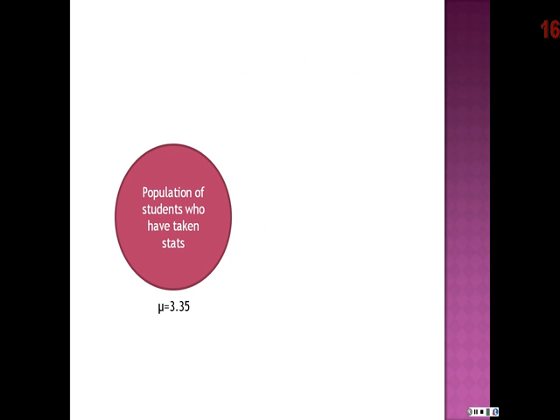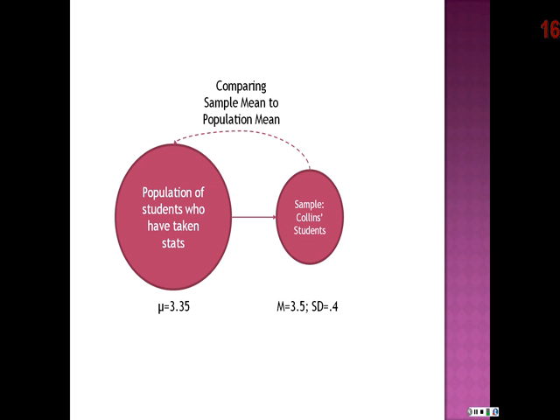So effectively what we've done in this situation is we've taken the population of students who have taken statistics, sampled my students from that population, and then compared the mean back to the population mean to ask the question, are my students significantly different than or greater than the population?